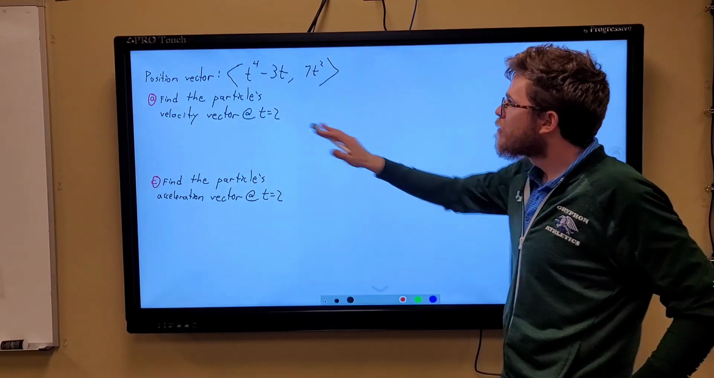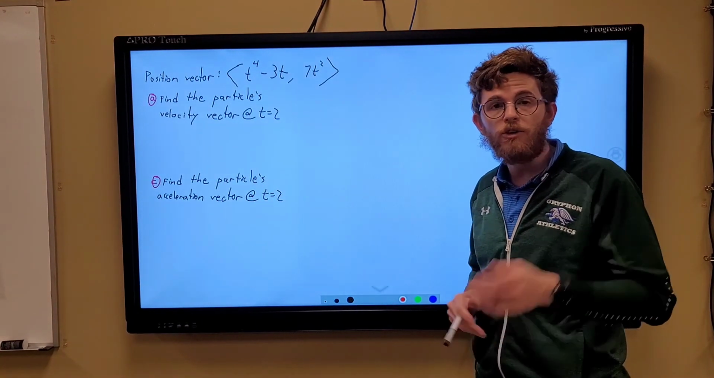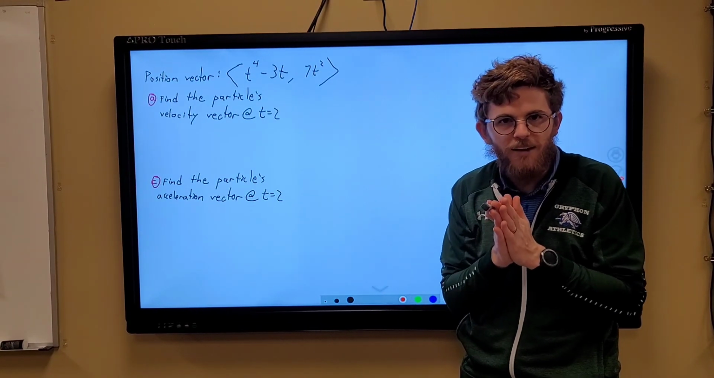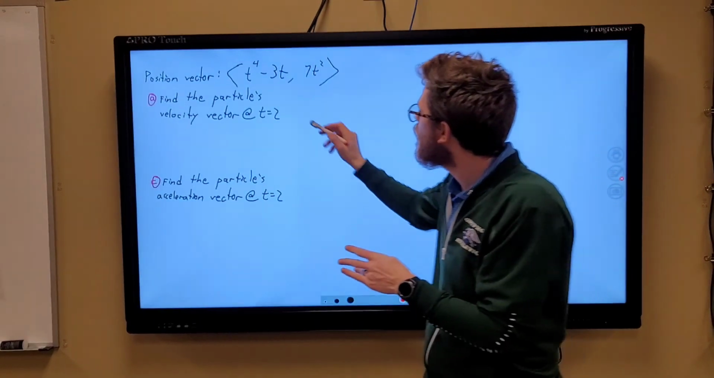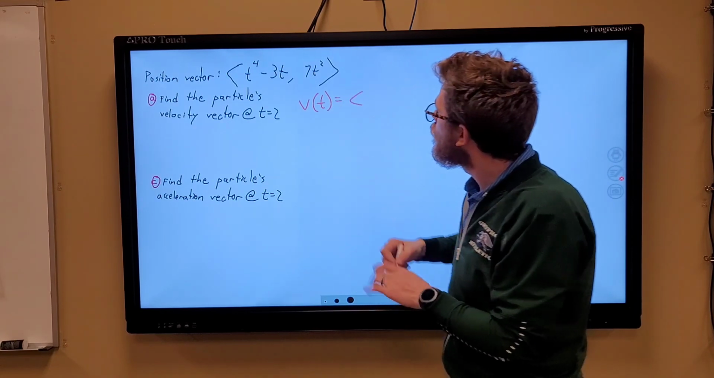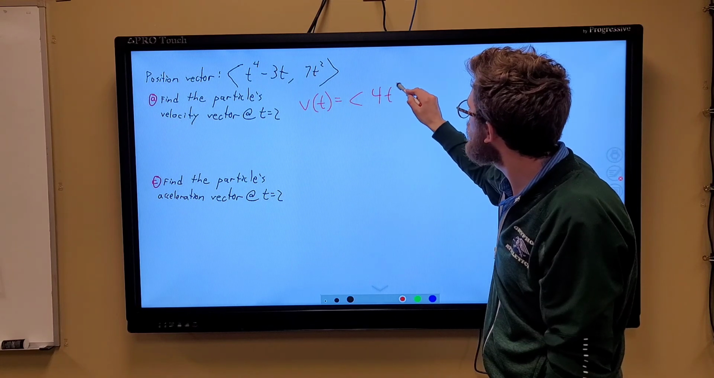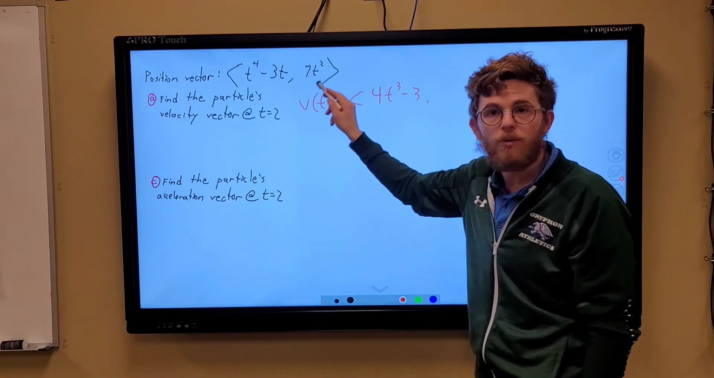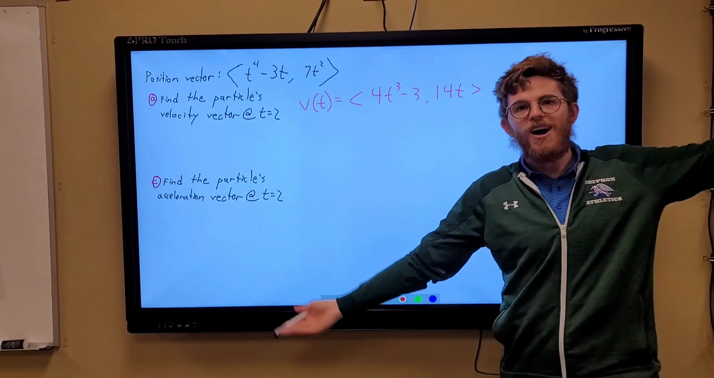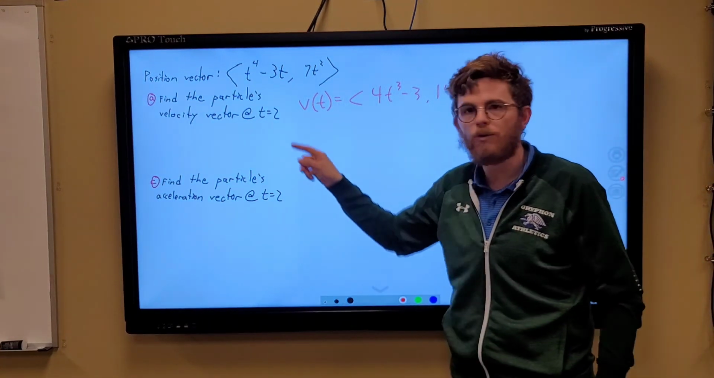And first, we want to find the particle's velocity vector at t equals 2. So look, this is going to be way easier than what you could possibly expect. All right, you ready? You excited? Our velocity vector, here we go. Well, we take the derivative of the x component. We take the derivative of the y component. We found our velocity vector. Oh, sorry, we do want it at t equals 2.